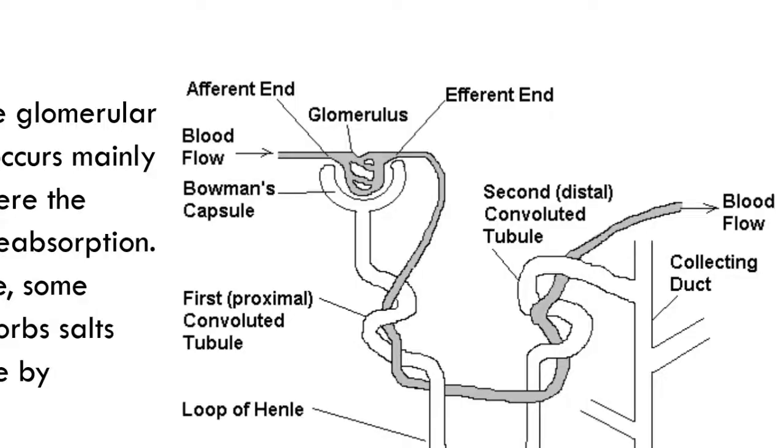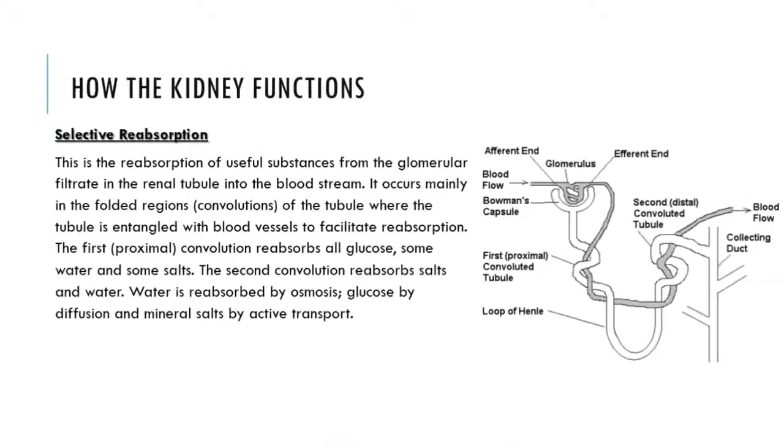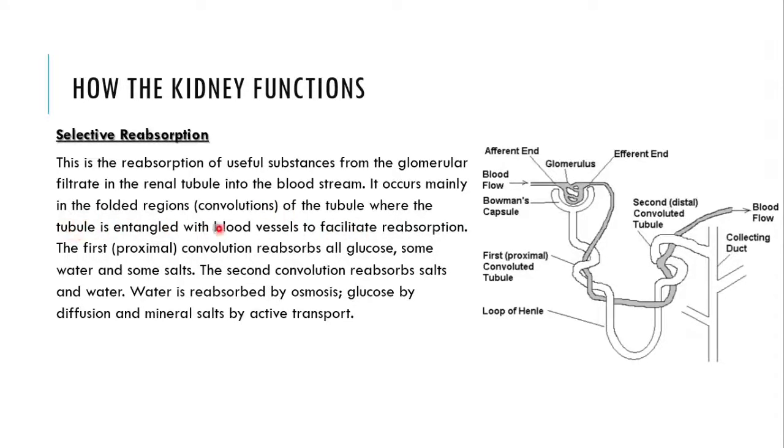Urea, glucose, mineral salts, water. Among these, not everything is bad. What is important is reabsorbed into the bloodstream. The reabsorption of useful substances occurs at the entanglement. That's where the reabsorption occurs, at this point and this point. Are you following? So, let me read that again. It occurs mainly in the folded regions or convolutions of the tubule, where the tubule is entangled with blood vessels to facilitate reabsorption.